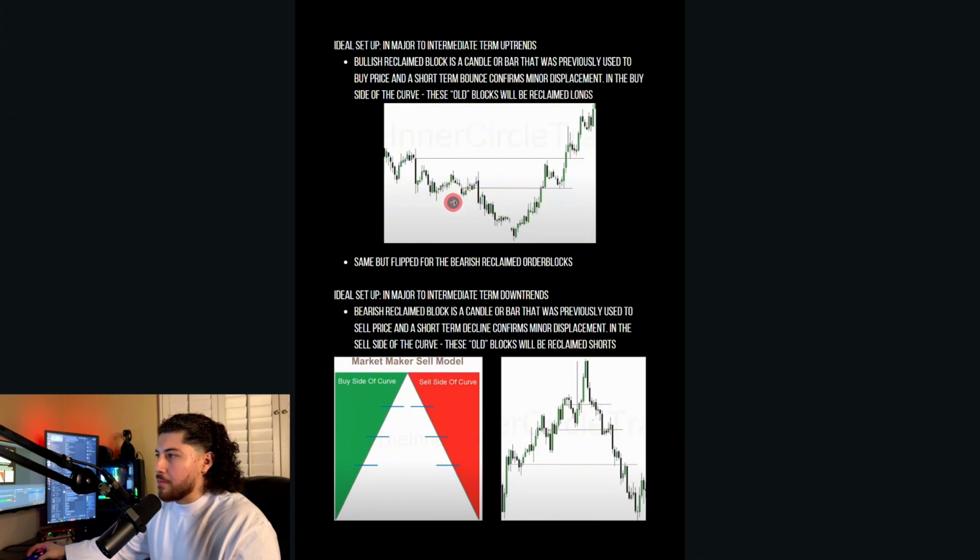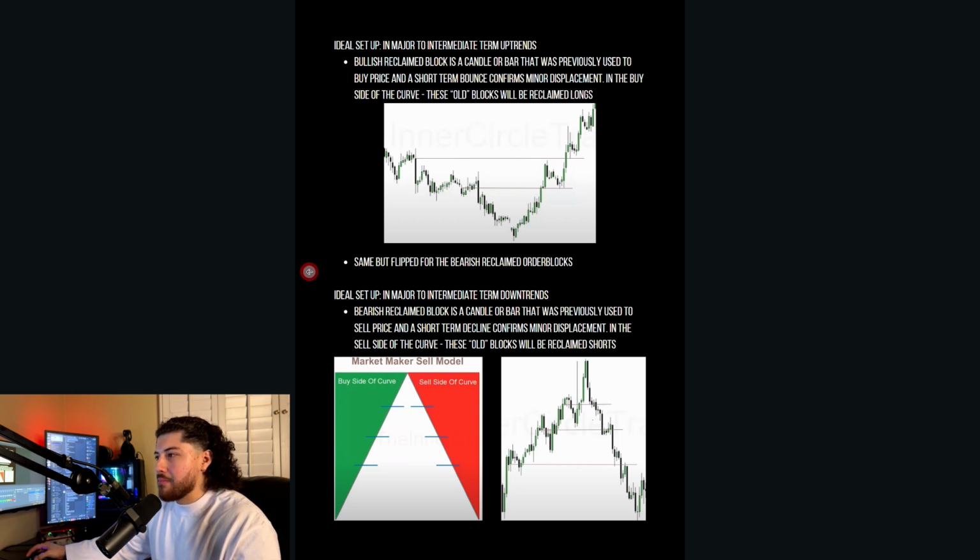Same thing over here before the bank spot, they ended up selling. So we're going to mark up this bearish candle or this last sell move before they bought. And if we drag this line all the way out, this is going to be the reclaimed order block on the buy side of the curve that we're looking to use to continue to long and continue to see price push on higher. Same thing but flipped for the bearish reclaimed order blocks.